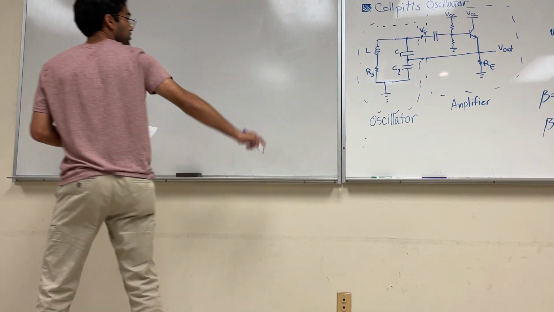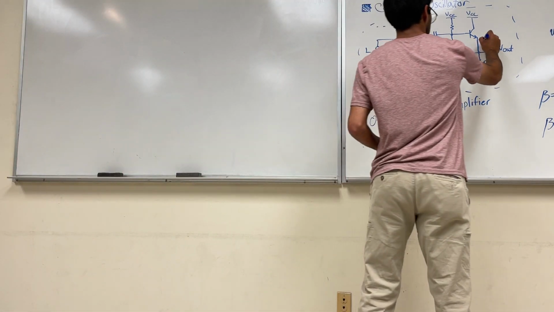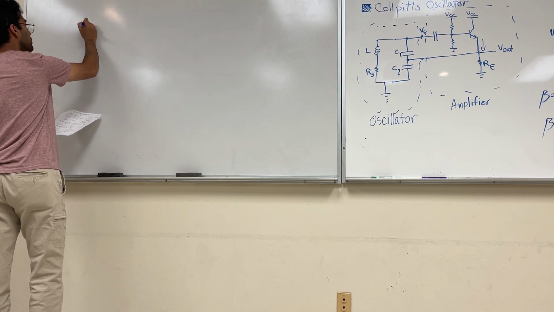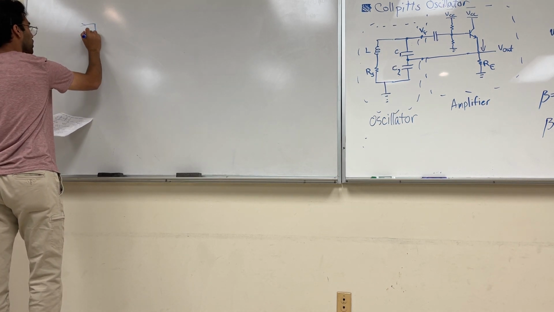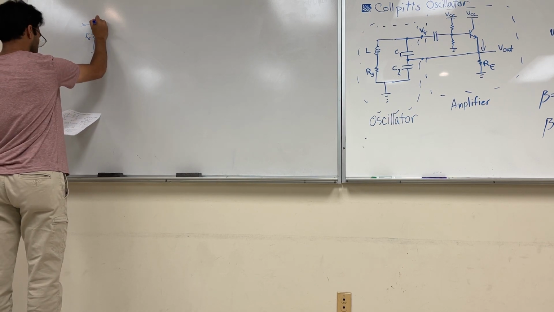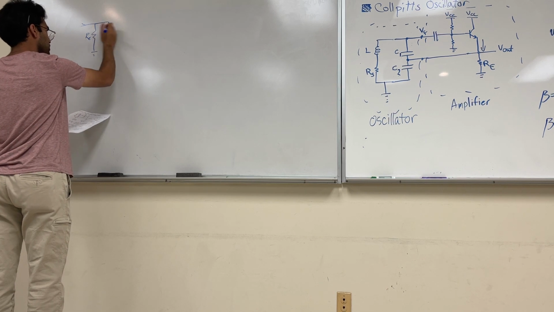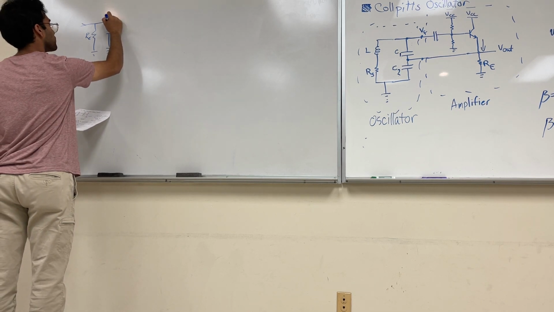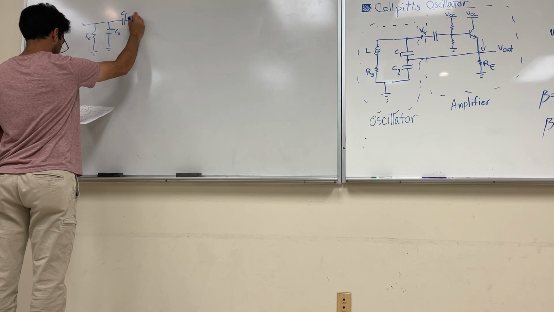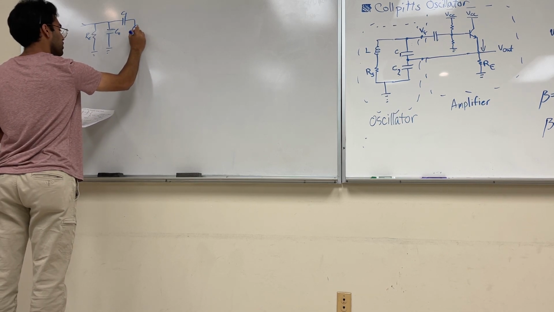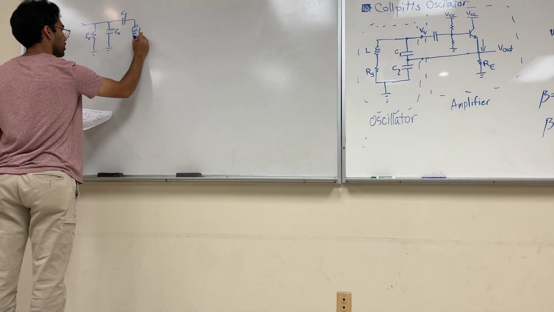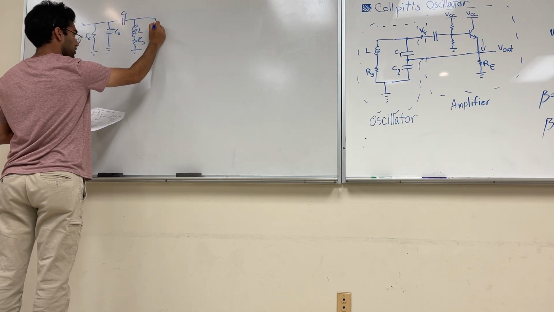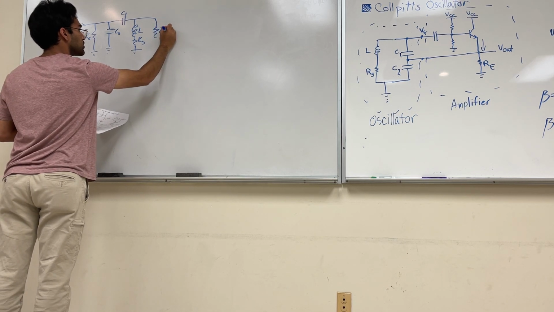All right, let's actually look at ZE. If we were to redraw it, we have RE, C2, C1, RS, and then this would actually be the input impedance of your amplifier, Z amplifier.